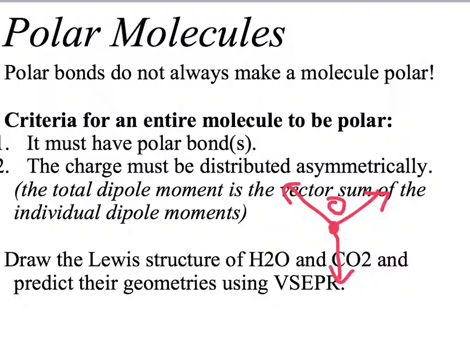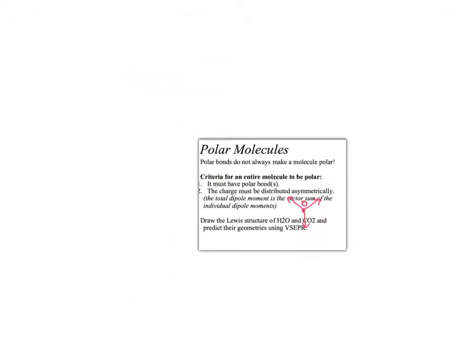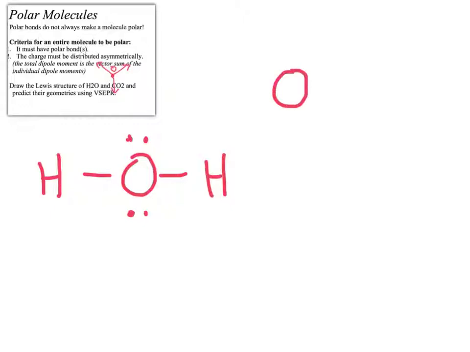So here I give an example: let's draw the Lewis structure of water and carbon dioxide, and let's predict their geometries using VSEPR. So clear a little room here. Water's going to have 2 lone pairs on that central oxygen, and carbon dioxide is going to have 2 double bonds to that central carbon.